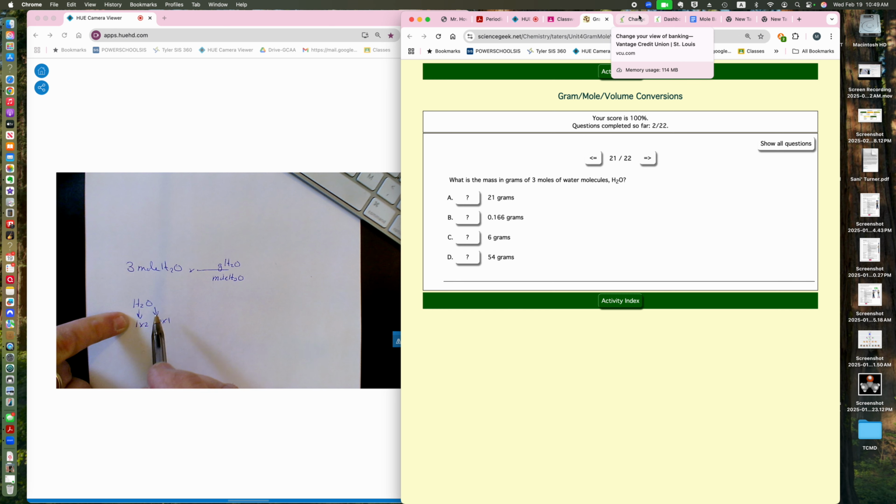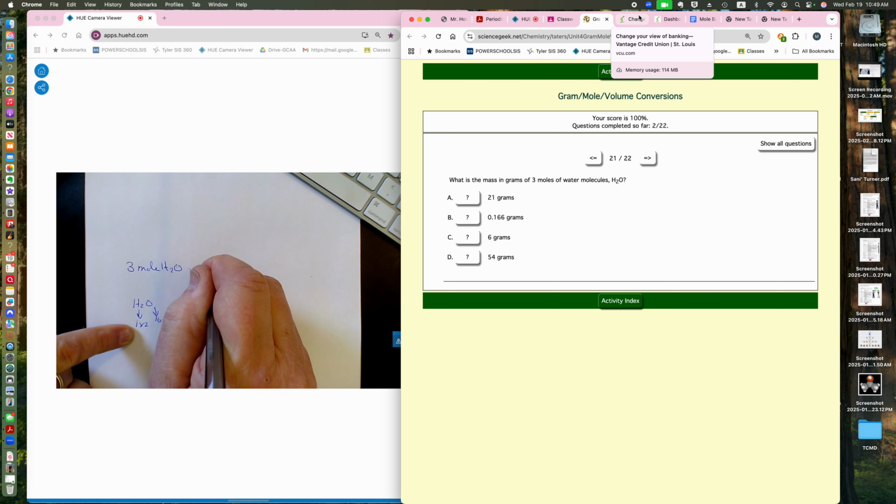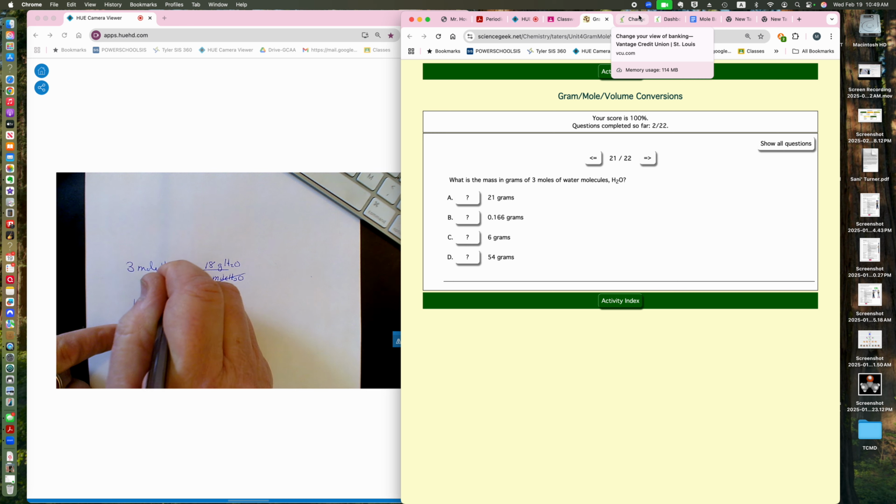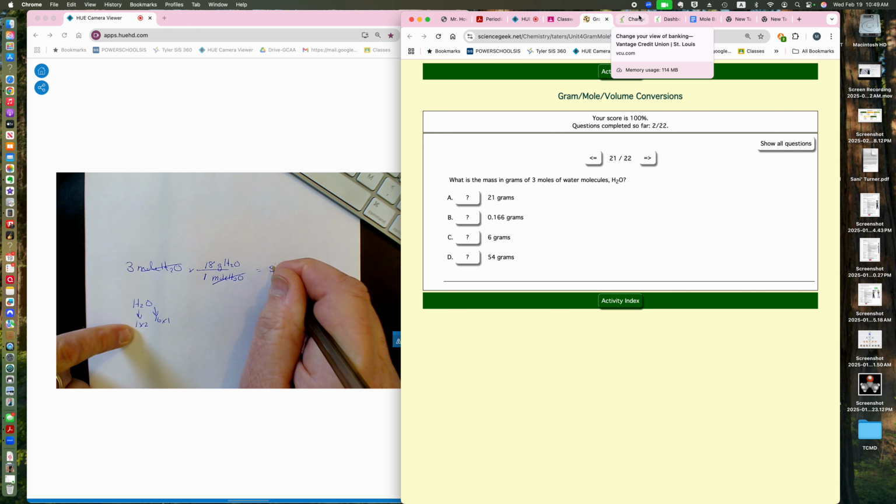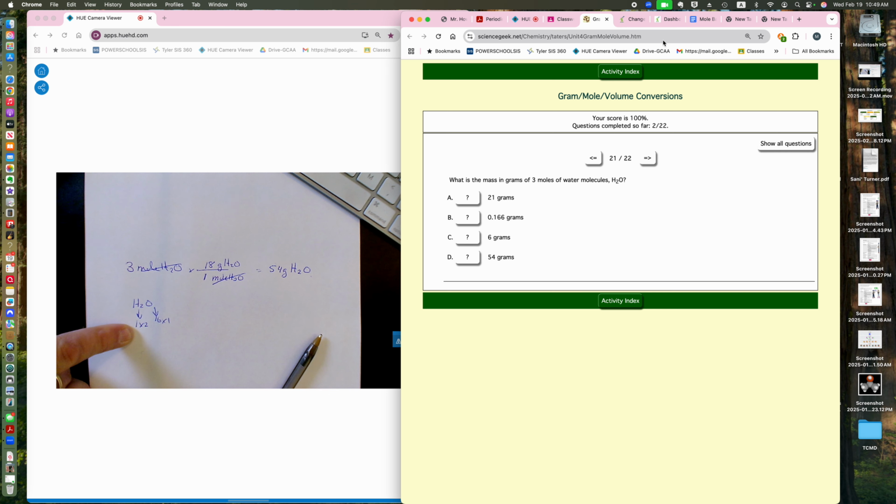All right, so 1 times 2 is 2 plus 16 times 1, so we're really looking at a total of 18 grams, and that's 1 mole. Moles cancel. 3 times 18 is 54 grams of water. So that's all there is to it. That was a one-step problem.